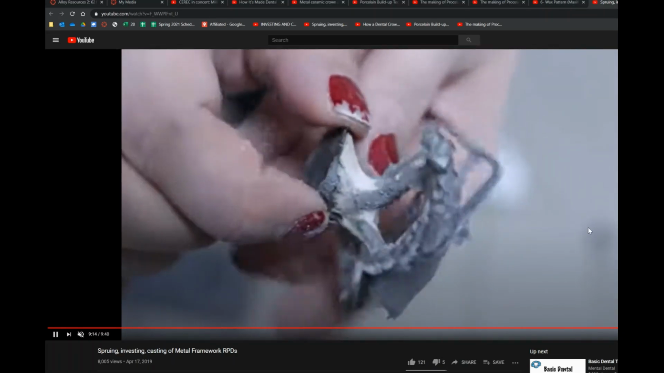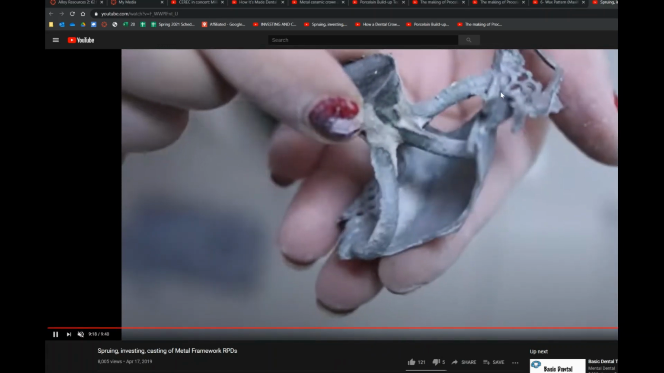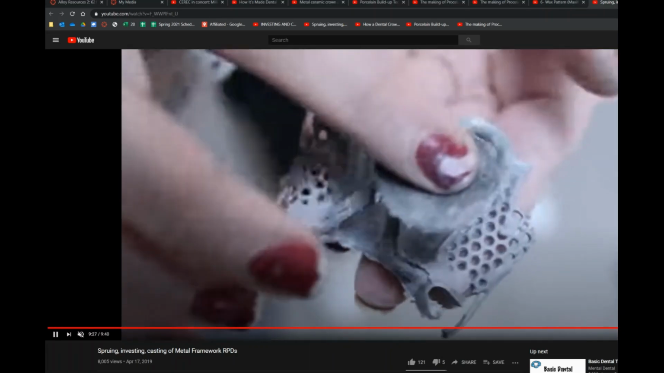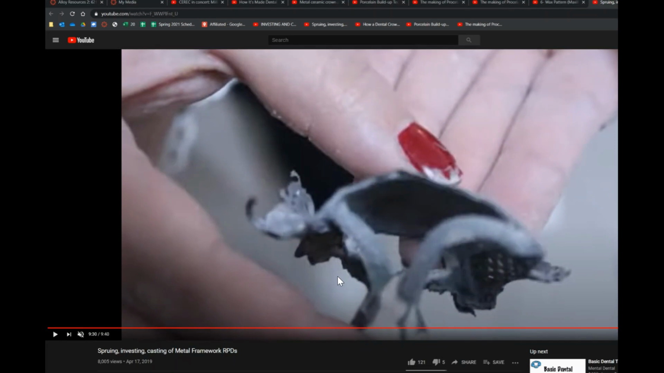But that is the lost wax technique. That is mainly it. After that, they cut it, polish it, make sure that it looks nice, and all of the work needed for it to be done. Okay, that is the lost wax technique.